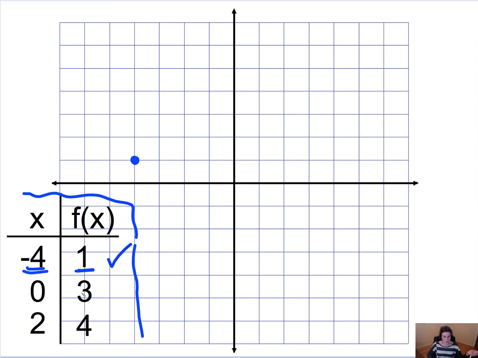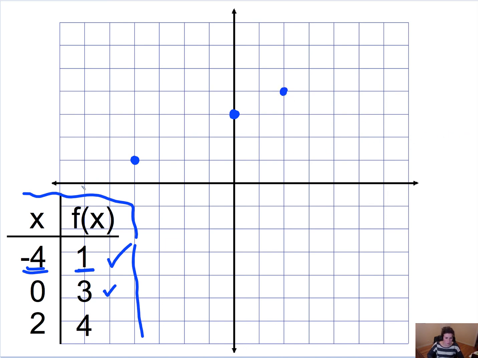That one's done. For 0, 3, I do not move along the x-axis. I just go up 3 places on the y-axis. 1, 2, 3, put a point right there. That one's done. And last, 2, 4, 2 places to the right on the x-axis, 1, 2, and 4 places up along the y-axis, 1, 2, 3, 4. So that would be my point there.